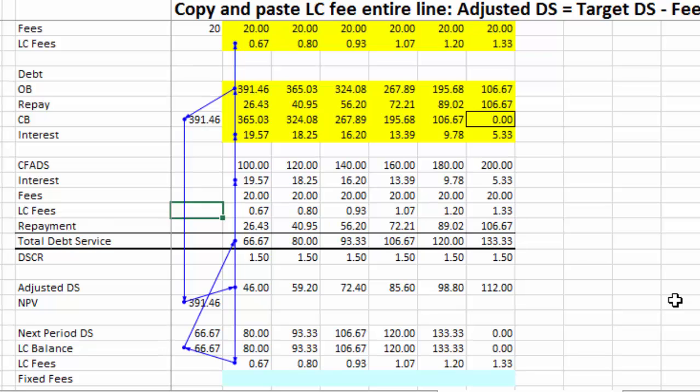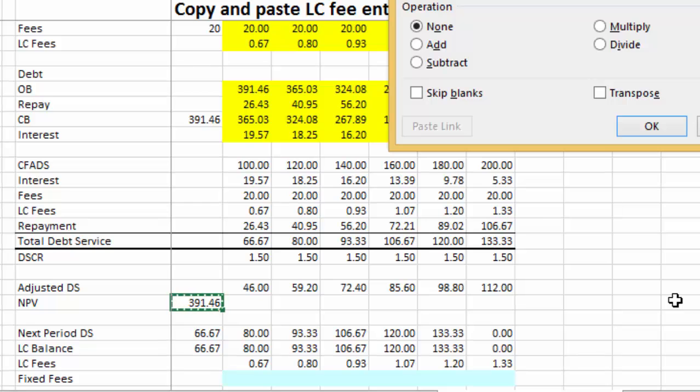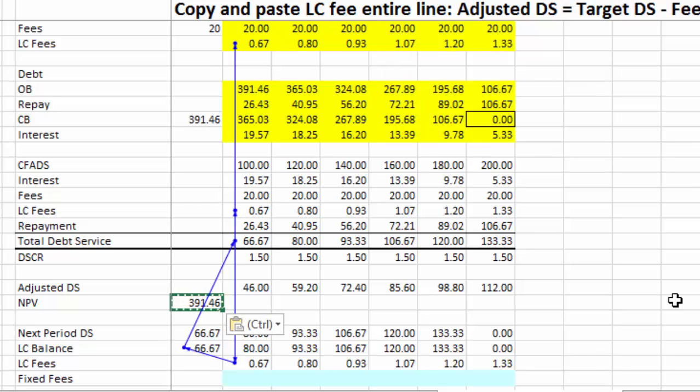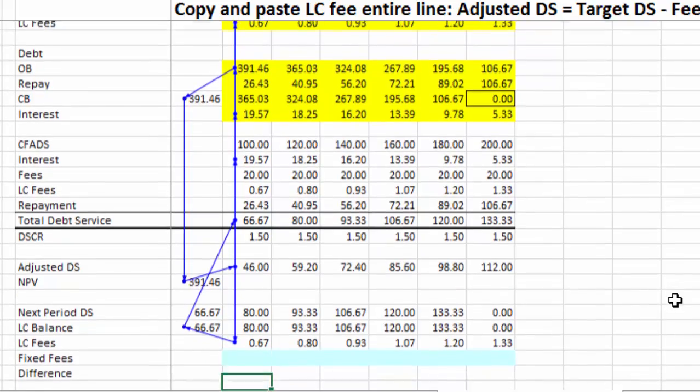Now, what we could do is, let's try to do this. Let's say, okay, well, it's just the NPV calculation. So let's say I just Control-C, Alt, Edit, Paste Special as values. And we still get a circular reference. That's the problem. So I just undid that. We need to copy the whole line of the fees.